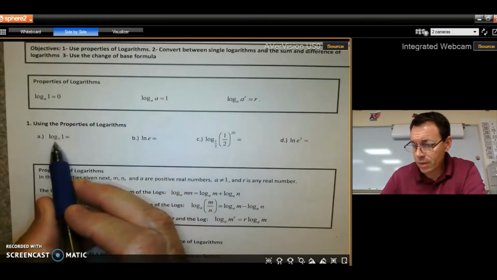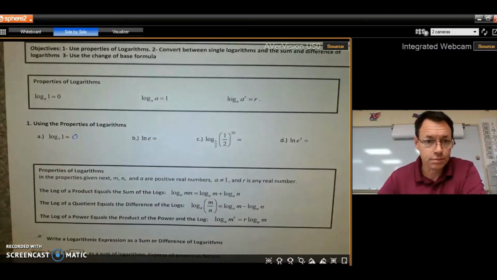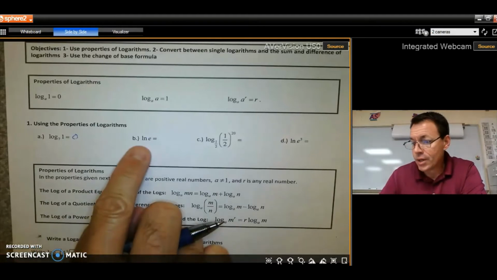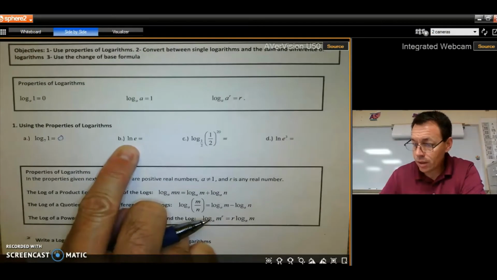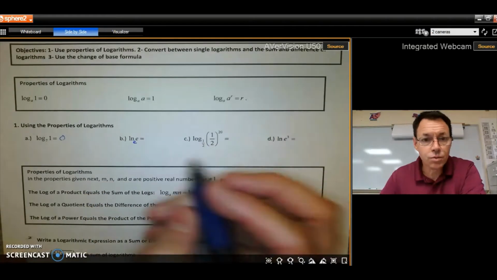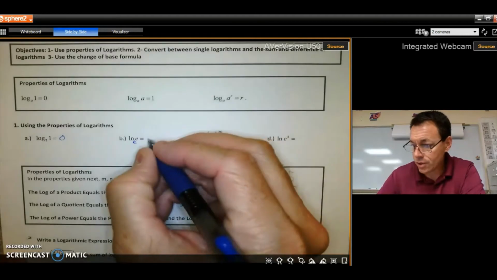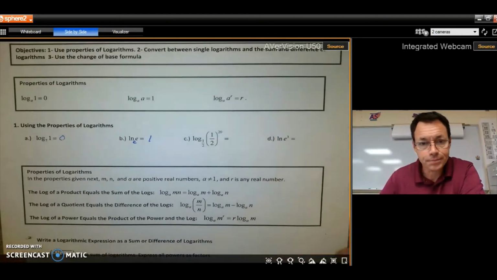What is the log base 7 of 1? Well, the log base anything of 1 is 0. That's it. What is the natural log of e? Remember, natural log means base e. So what is the log base e of e? They're going to cancel each other out, and you're going to get a 1.